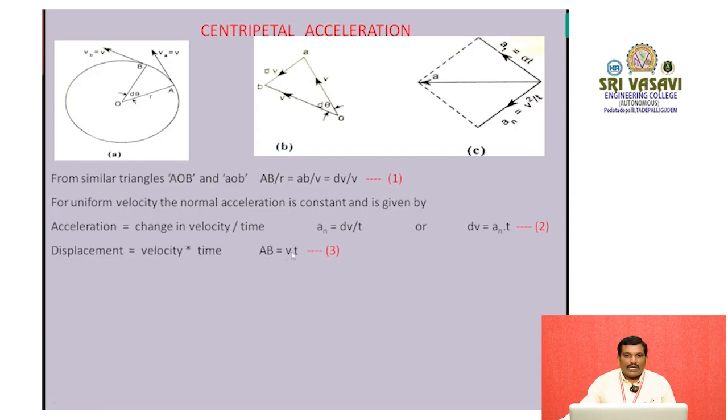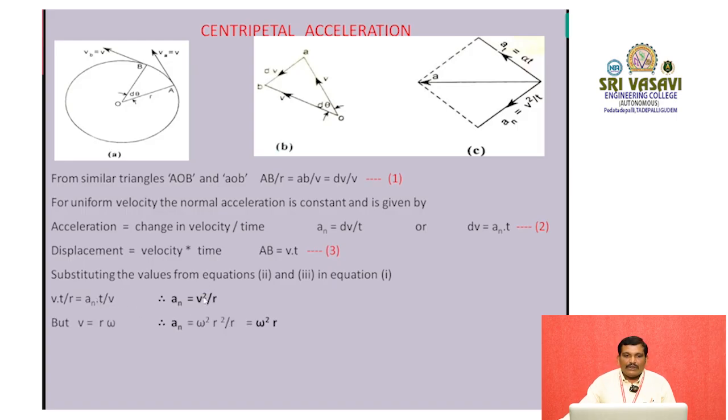This is equation 2. And next, displacement is equal to velocity into time. Here the displacement is AB, so AB is equal to velocity v times time t. Substituting the values from equations 2 and 3 in equation 1, AB is v into t, and dv is equal to an into t. So v into t by r is equal to an into t by v. Then an is equal to v square by r. But v is equal to r omega, then an is equal to omega square r square by r, that is equal to omega square r.